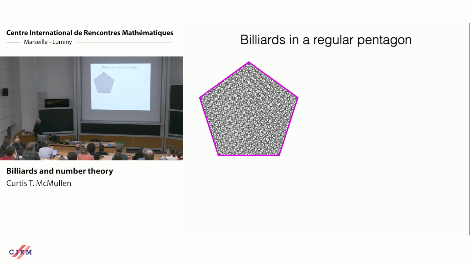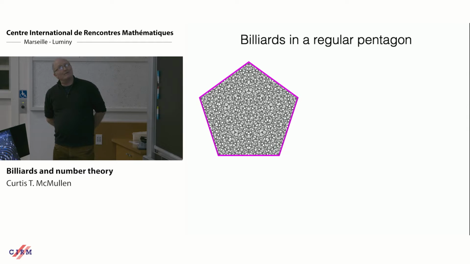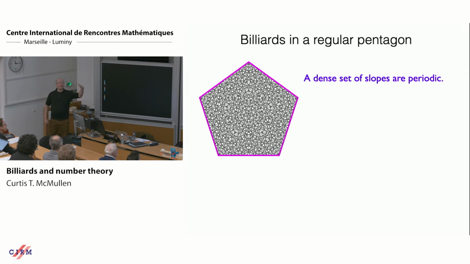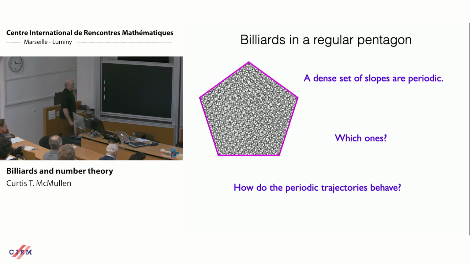Here's an example of a periodic billiard path in a regular pentagon. It's interesting to try to find such paths that close, and it's known that there's a dense set of slopes such that the corresponding trajectory is periodic. Also, once you find a slope such that one trajectory is periodic, it turns out all trajectories with that slope are also periodic. So there's a dichotomy in the slopes. Some are, quote, periodic slopes, and some are not. So we can ask which slopes are periodic, and how do the periodic trajectories behave?